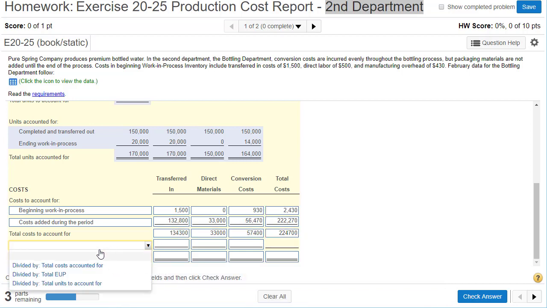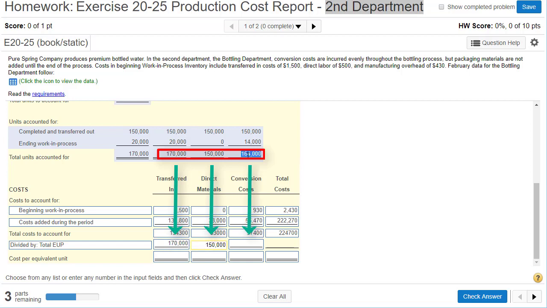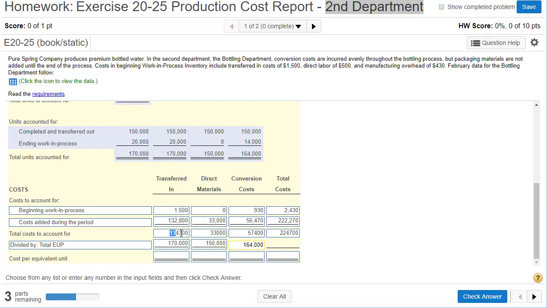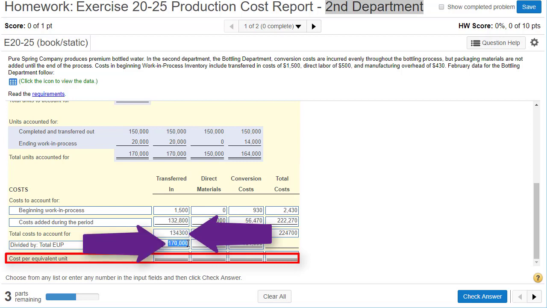Now we're going to divide by total equivalent units of production. And where do we get that at? Right here on this row. So we're going to take 170,000, paste it here. 150,000 for direct materials, paste it here. 164,000, copy, paste it here. So now what we're going to do to get the cost per equivalent unit, we're going to take this number, the total cost to account for, and divide it by the total EUP.